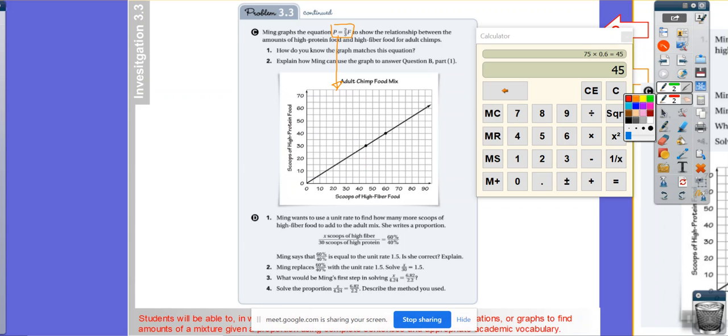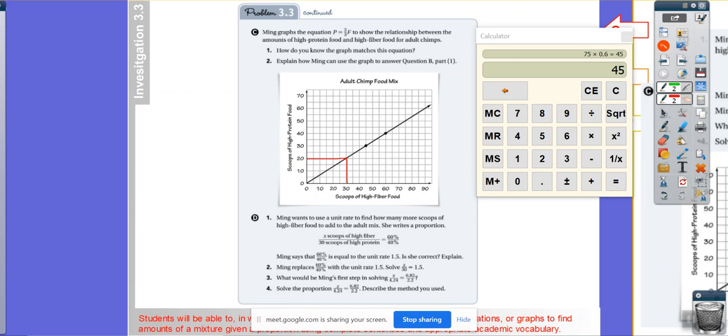So when you look at the graph, you'll see that the high fiber food at 30 correlates with the high protein food at 20. So that gets you 20 over 30. So that's also equal to 2/3. Okay.